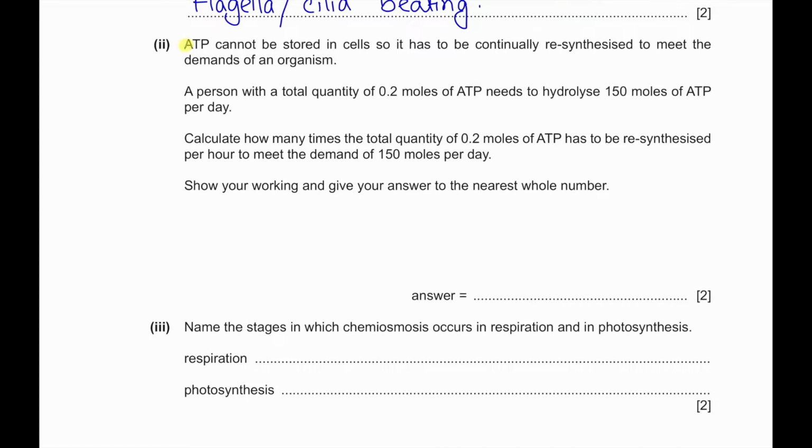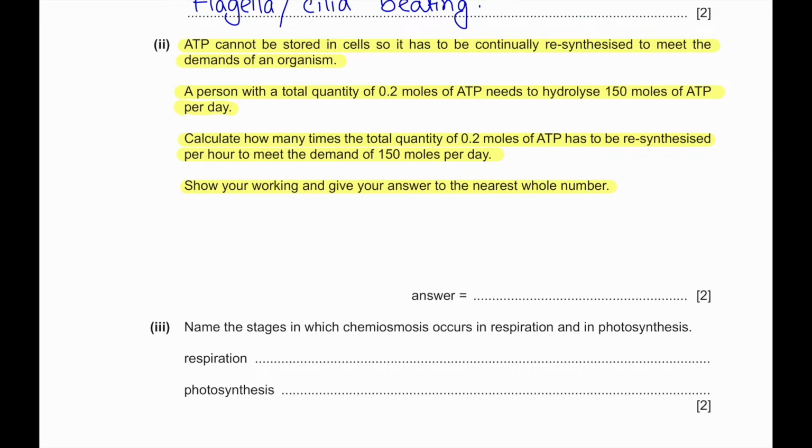Part 2. ATP cannot be stored in cells, so it has to be continually resynthesized to meet the demands of an organism. A person with a total quantity of 0.2 moles of ATP needs to hydrolyze 150 moles of ATP per day. Calculate how many times the total quantity of 0.2 moles of ATP has to be resynthesized per hour to meet the demand of 150 moles per day. Show your working and give your answer to the nearest whole number.